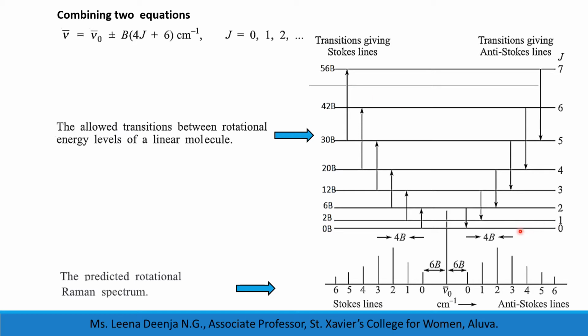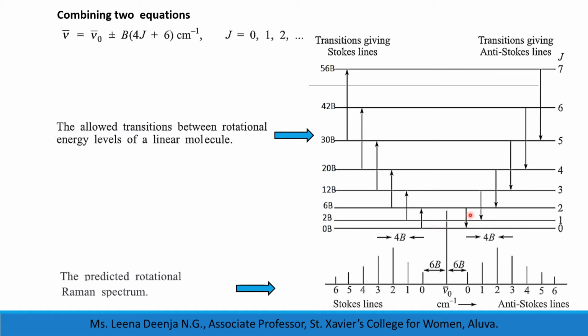And according to the selection rule, the transition possible here is for delta J equal to plus 2. That is, from the J equal to 0 level to the 2 level, transition is possible. Then J equal to 1 to J equal to 3 is possible. J equal to 2 to J equal to 4 is possible. J equal to 3 to J equal to 5 is possible.